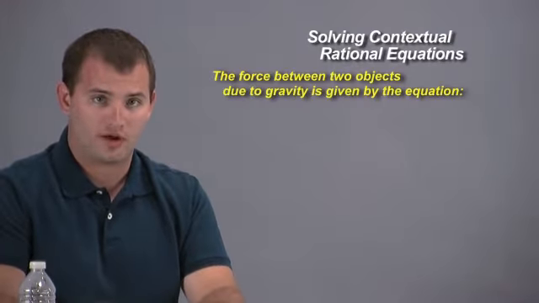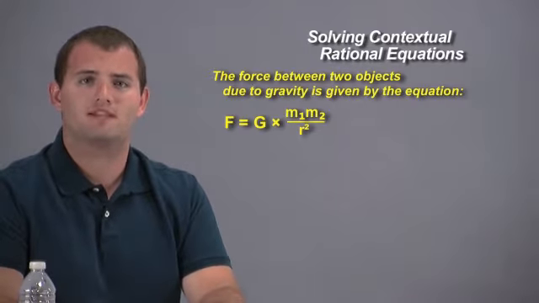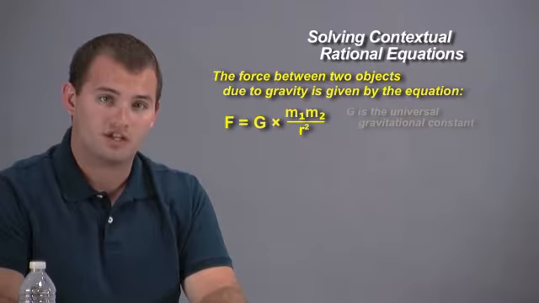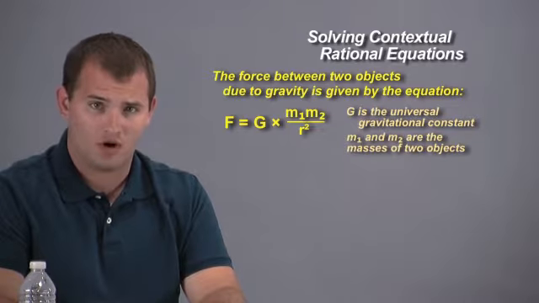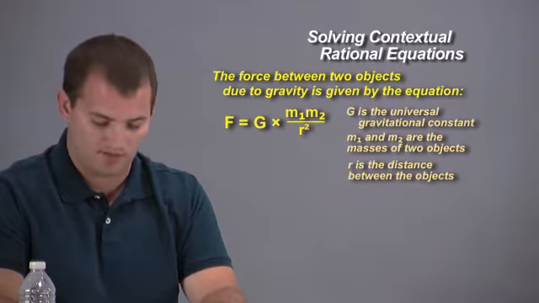Let's look at a real-world example using rational functions. The force between two objects due to gravity is given by the equation F is equal to capital G times m sub 1 times m sub 2 divided by r squared, where G is a universal gravitational constant, m1 and m2 are the masses of two objects, and r is the distance between these objects.